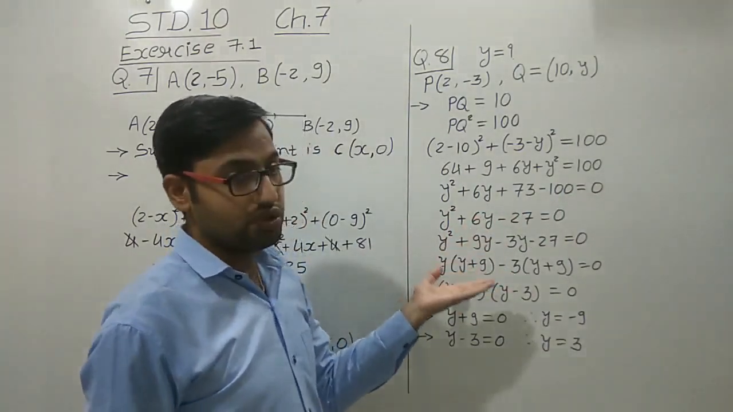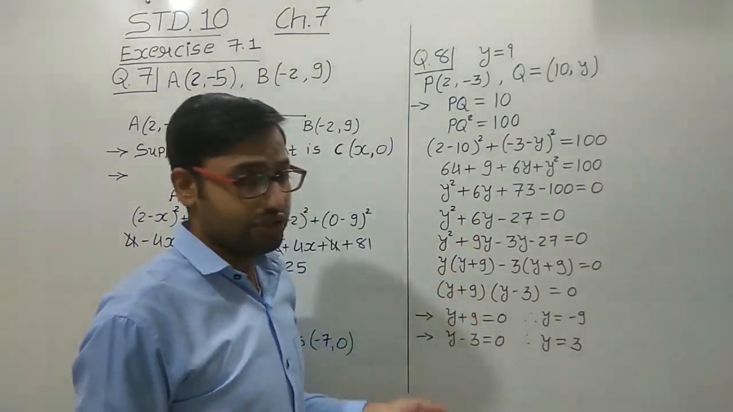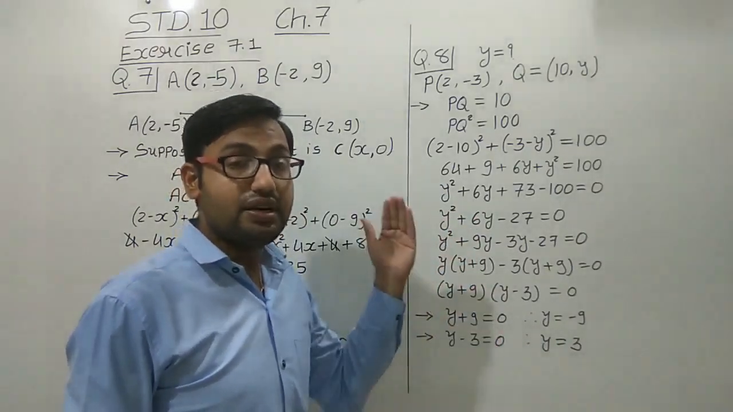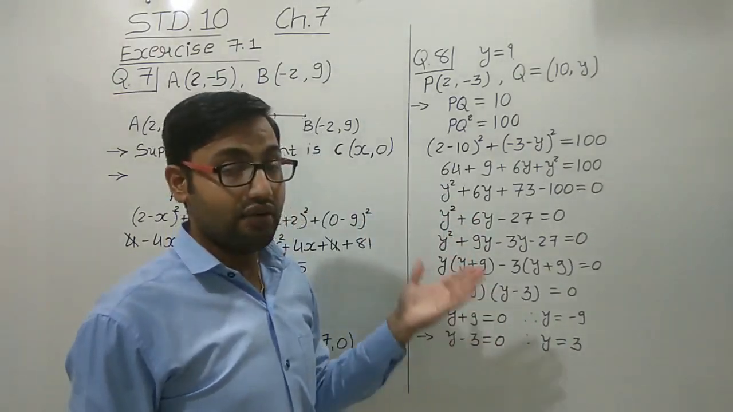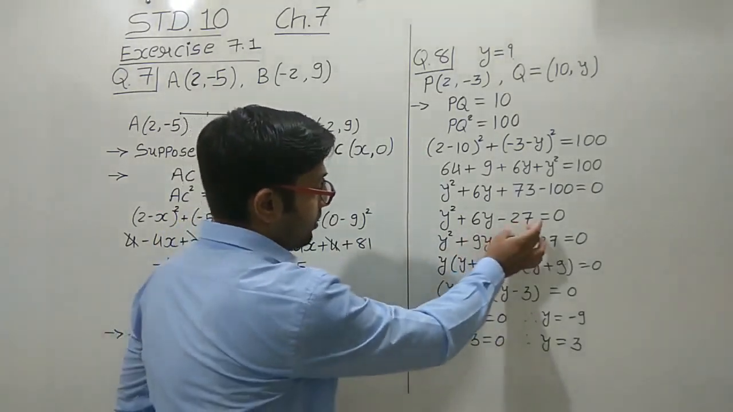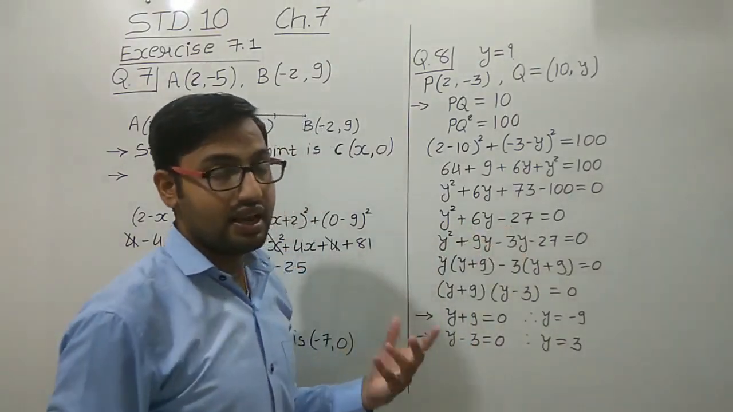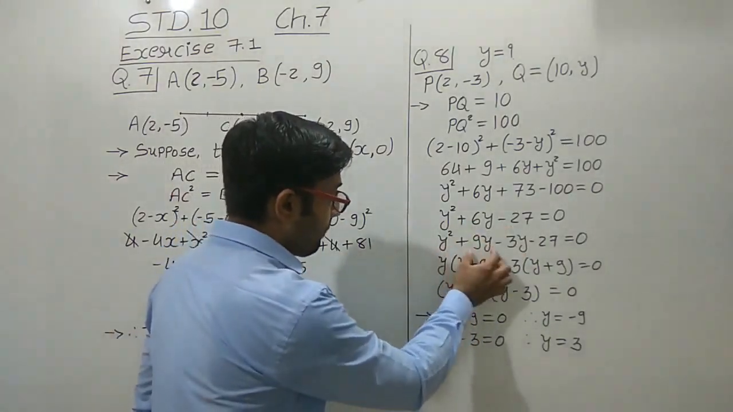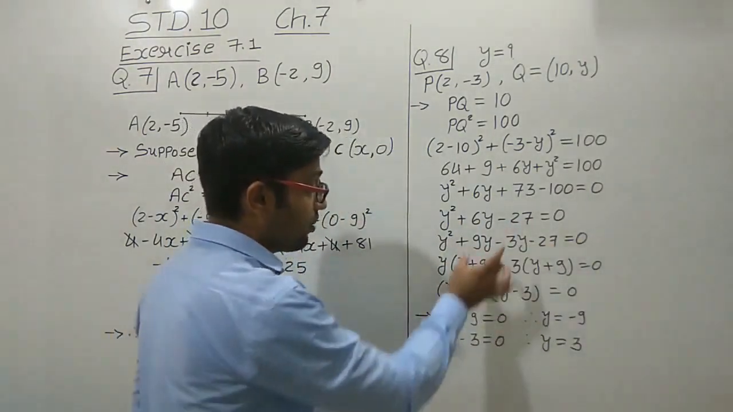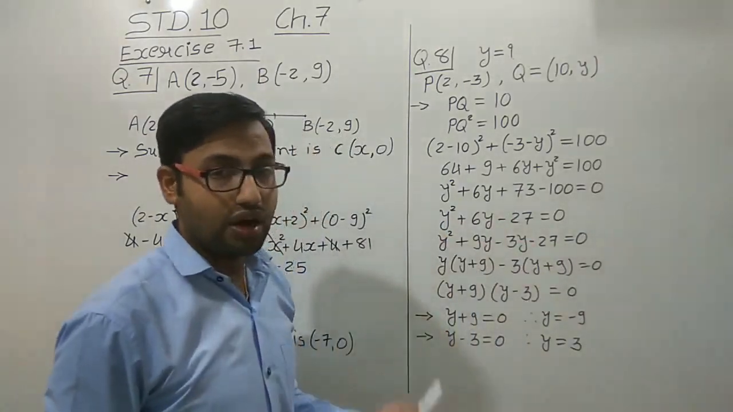We have to factorize this quadratic equation. We use the splitting the middle term method to factorize this, and from the factorization we get the two solutions. So factorize 27 such that the difference becomes 6, and that is 9 and 3. So y square plus 9y minus 3y minus 27 is equal to 0. So instead of 6y, we write 9y minus 3y. That you know now very well.